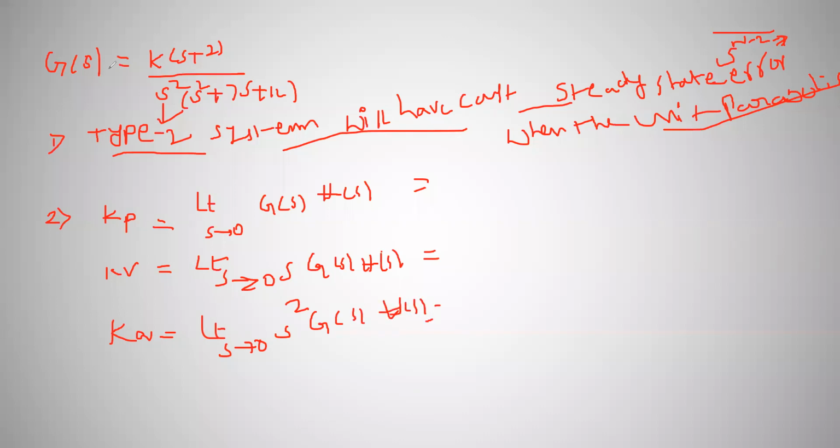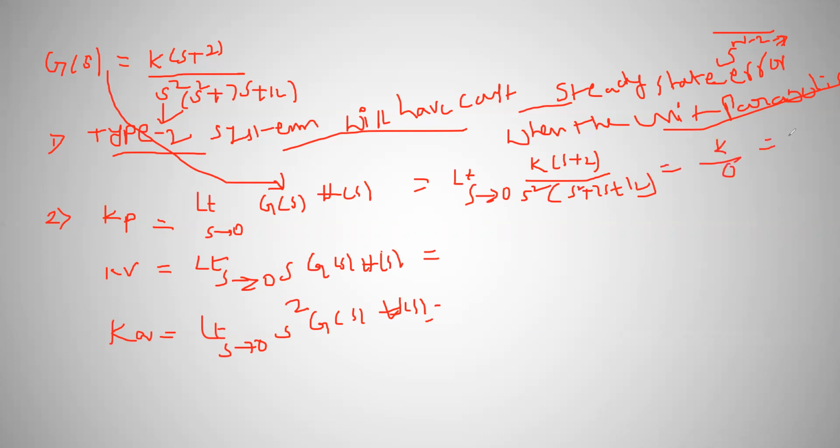So let us substitute G of S. H of S is 1, since it is a unity feedback control system. So limit S tends to 0, G of S is K into S plus 2 by S square into S square plus 7S plus 12. So substituting S value 0, K by 0, the positional error constant is infinity.